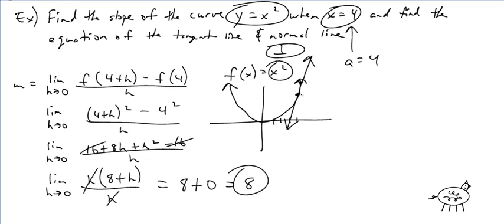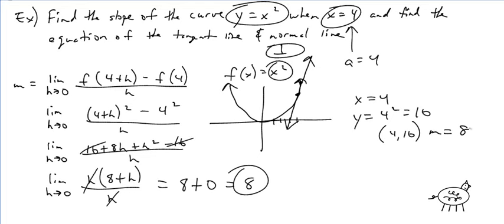Okay, now this second part here says find the equation of the tangent line. That's really easy, math fans. You're given x equals 4. How do you find y? Just plug it back into the equation. y equals x squared, so y equals 4 squared, which is 16. So your point really is 4 comma 16, and your slope is 8. Now, math fans, if you're given a point and a slope, and I ask you to find the equation, you put it in point-slope form.